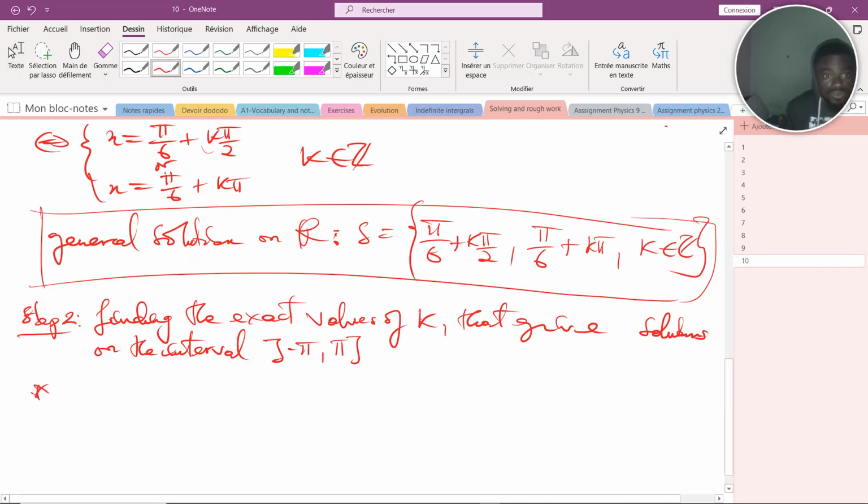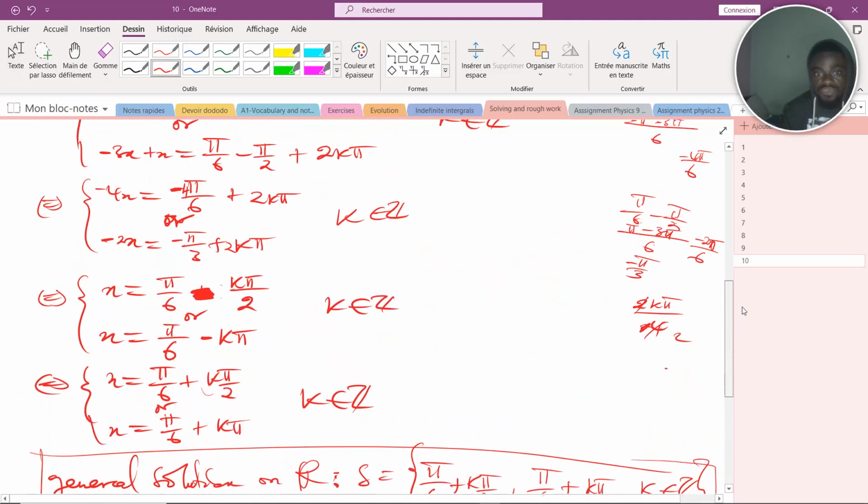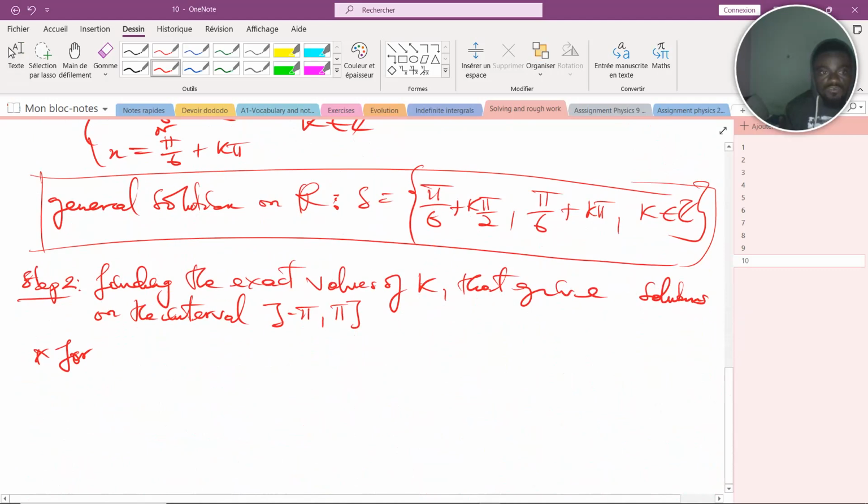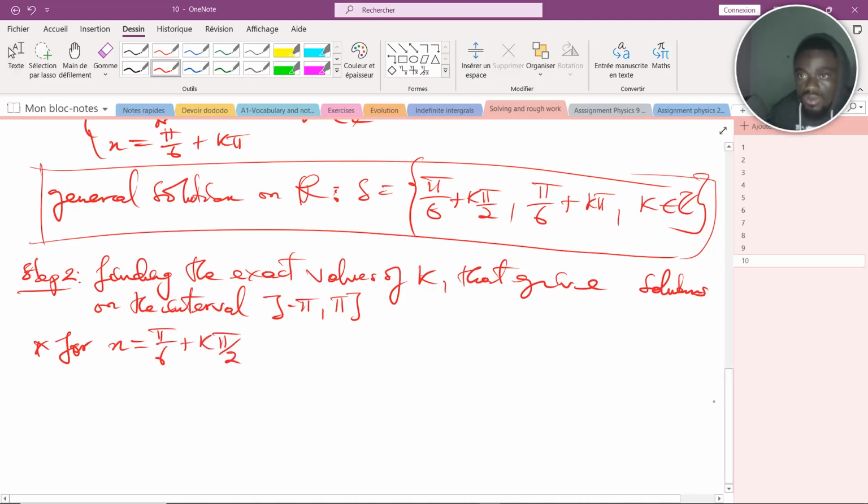Okay, don't forget that our general solution here was values of x. Is that okay? Okay, we take the first one, for x equals pi on 6 plus k pi on 2. Let's find what will be the constants of k. What will be the values of k that will give solutions on this interval?